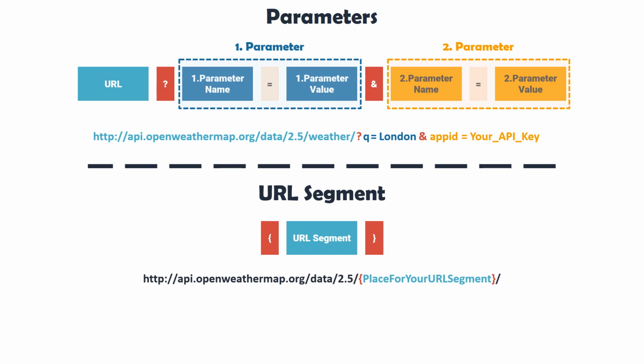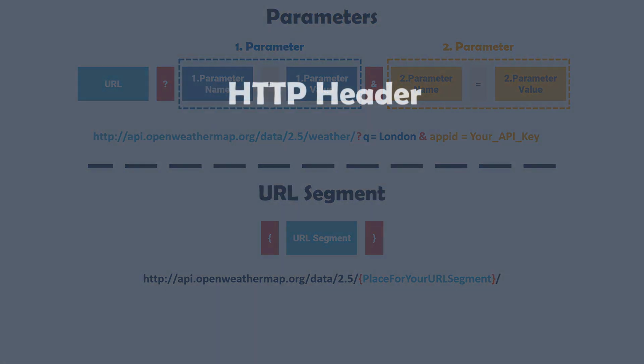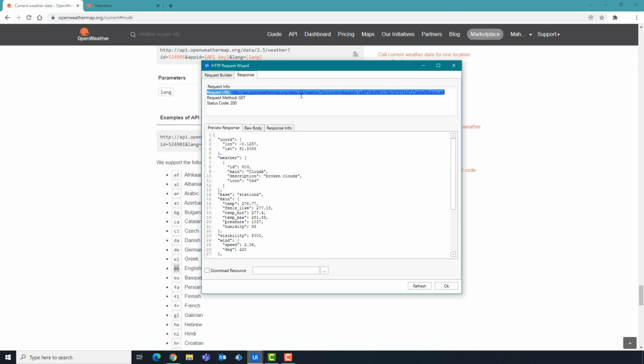And the last option in the parameter section is HTTP header. HTTP header can be used to add some information to the header, for example, cookie, content type, etc. Let's go back to UiPath to see the result.